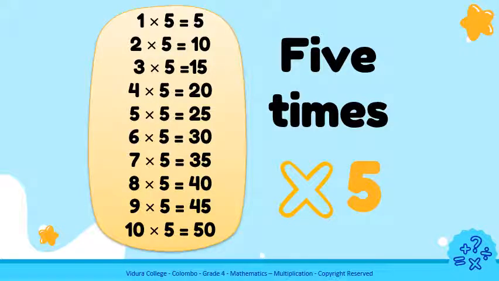Read it with me. 5 times 1 is 5. 5 times 2 is 10. 5 times 3 is 15. 5 times 4 is 20. 5 times 5 is 25. 5 times 6 is 30. 5 times 7 is 35. 5 times 8 is 40. 5 times 9 is 45. 5 times 10 is 50.